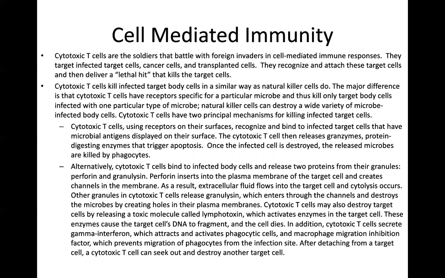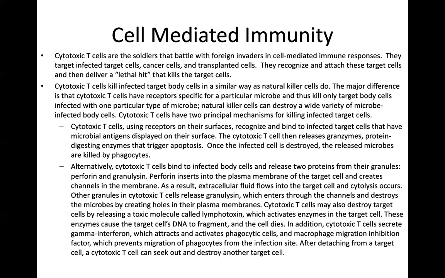Using the receptors on their surfaces, those killer T cells, or cytotoxic T cells, recognize and bind to infected target cells that have microbial antigens displayed on their surface. The cytotoxic T cell then releases those same things we talked about the other day, granzymes, which are protein-digesting enzymes that trigger apoptosis, which we learned about when we covered the functions of natural killer cells. Once the infected cells are destroyed, the released microbes are killed by phagocytes. So it's basically the same thing as what we learned the other day.